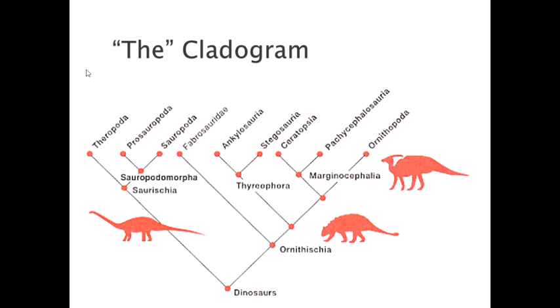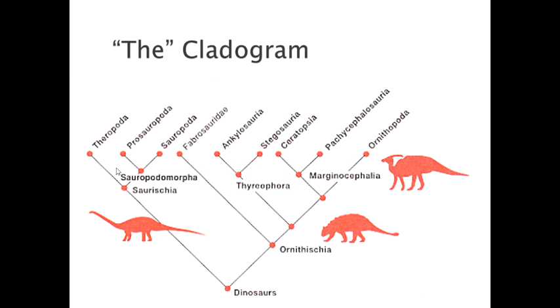Okay, back to the cladogram. Recall that we are looking at the Marginocephalia, the organisms that have an extension of a bony frill from the back of the skull. We talked briefly about the Pachycephalosauria, but now we're going to look at a bigger group, the Ceratopsia, which includes a lot of dinosaurs that you may be more familiar with.